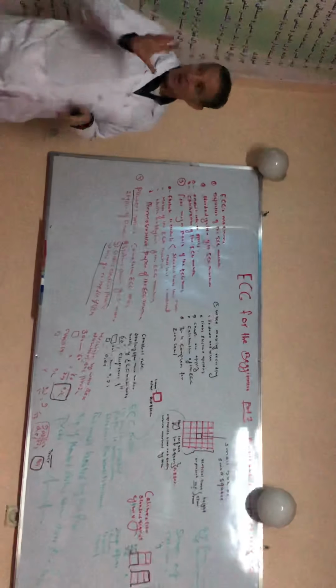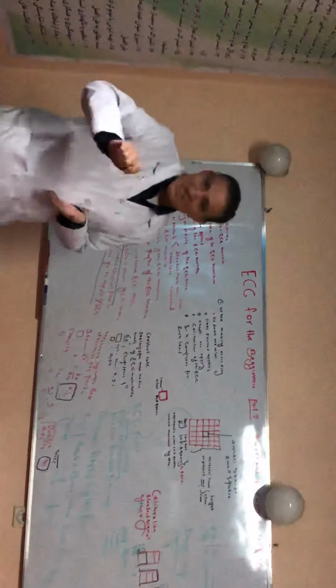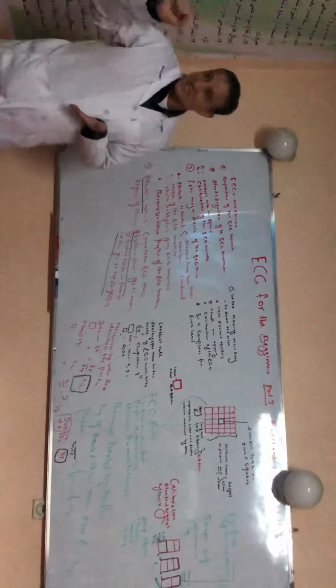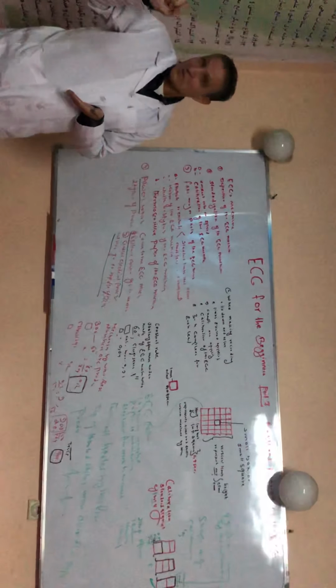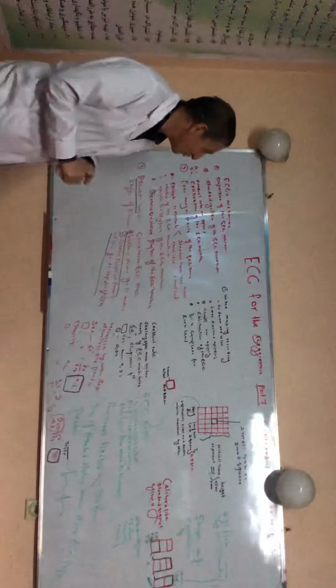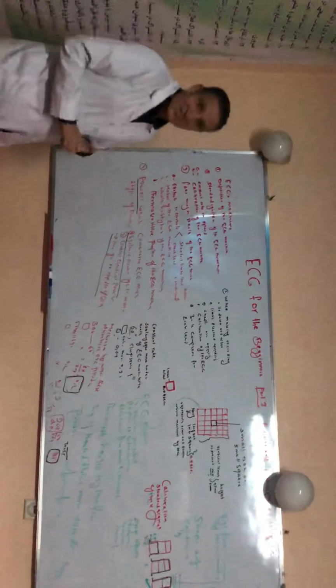Or in other words, in some books they just mention 5 large squares. When 5 large squares move under the needle of the ECG machine, it takes a time of 1 second. 5 large squares, 1 second. 1 large square, 0.2 second. 1 small square, 0.04 second. This was the first thing which represents standardization of the ECG machine.